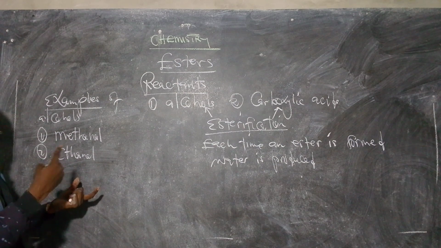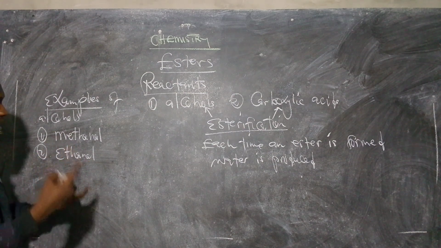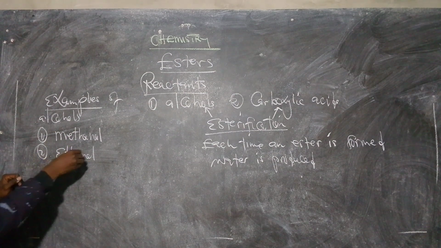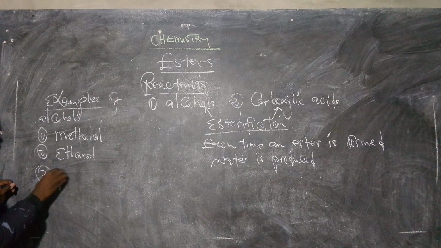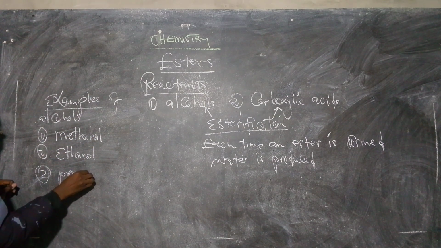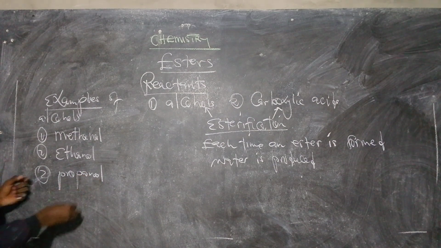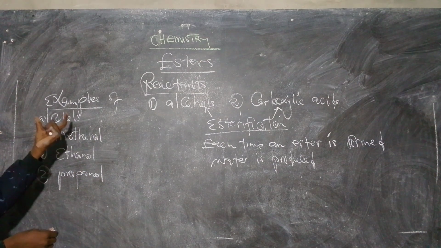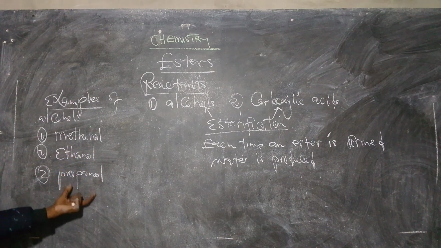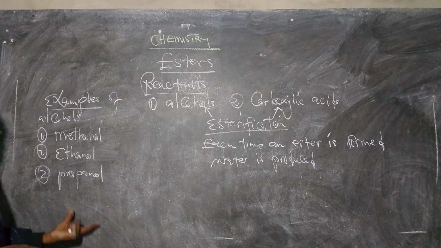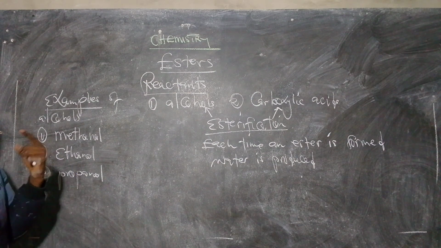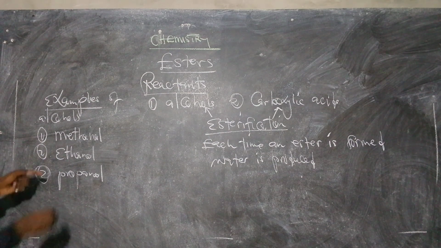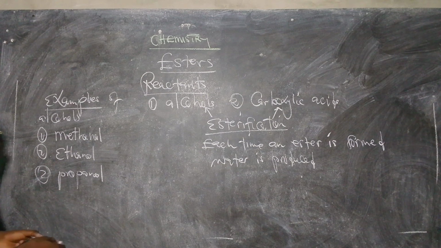Remember that ethanol is a very important alcohol. Then we have also propanol. So we have propanol, ethanol, methanol, you have butanol, you have pentanol, you have hexanol, heptanol, octanol, nonanol, and decanol. That is 10 now. So these are examples of alcohol.